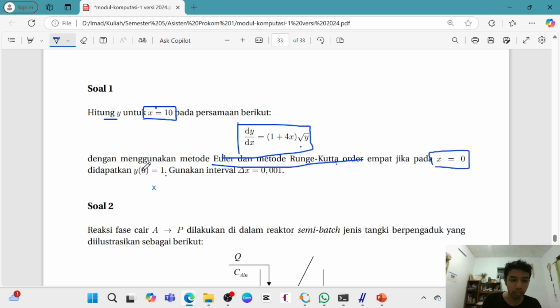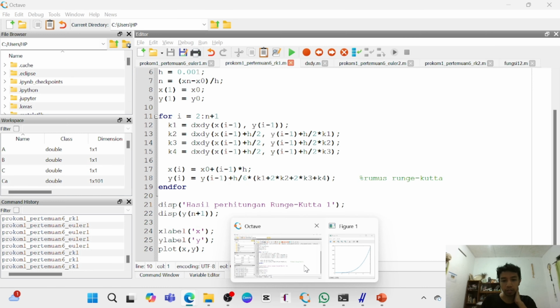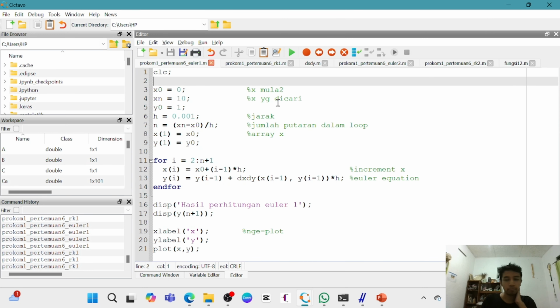This zero inside the bracket is the x, right? In the x we have zero, then we put the zero into the bracket, and then the y value is 1, right? The end, this is the interval, the h. Maybe we jump into the code. This is the code.